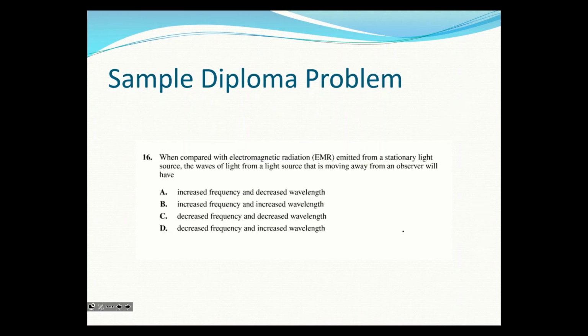16, when compared to the electromagnetic radiation emitted from a stationary source, the waves of light from a light source that is moving away will have, so moving away is a red shift, which means that our wavelength is getting bigger and our frequency is smaller. So it's going to have a decreased frequency and an increased wavelength. D is the correct answer.